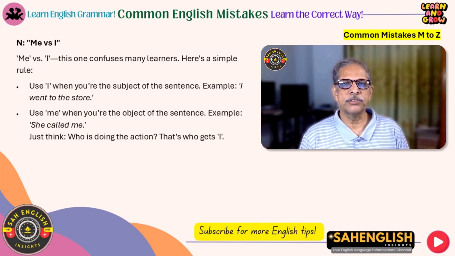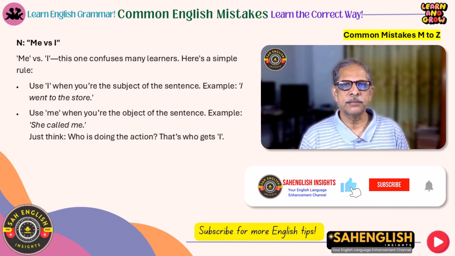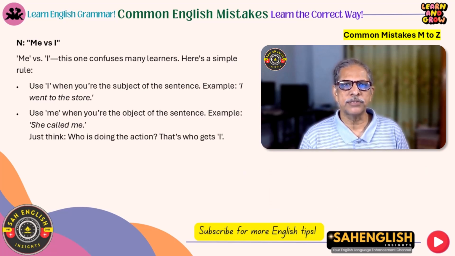N, me versus I. This one confuses many learners. Here's a simple rule. Use I when you're the subject of the sentence. Example, I went to the store. Use me when you're the object of the sentence. Example, she called me. Just think, who is doing the action? That's who gets I.